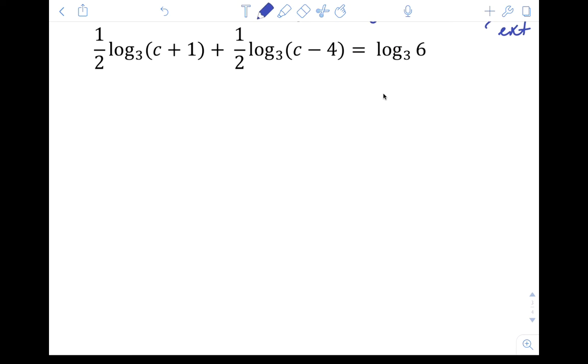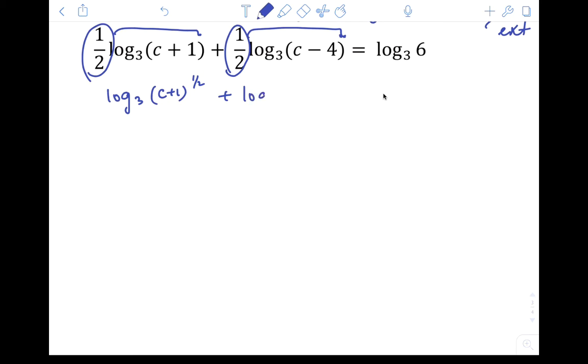Okay, here we go. So we start by noticing these 1/2s. They need to go up where they belong because they're cute little exponents for a power to a power. So we have log base 3 of c plus 1 to the 1/2 plus log base 3 of c minus 4 to the 1/2. And that's going to equal log base 3 of 6.